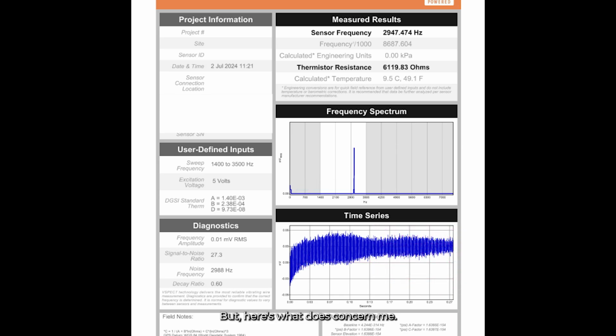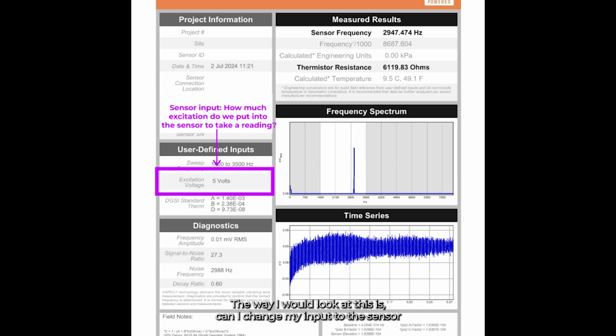But here's what does concern me, and I would want to watch this one a little bit more. We have identified the sensor signal, but when I look at the diagnostics, the amplitude is 0.01 millivolts. That's getting pretty low at that point. The way I would look at this is, can I change my input to the sensor and see a different output that makes me believe, yes, I'm actually talking to the vibrating wire sensor?